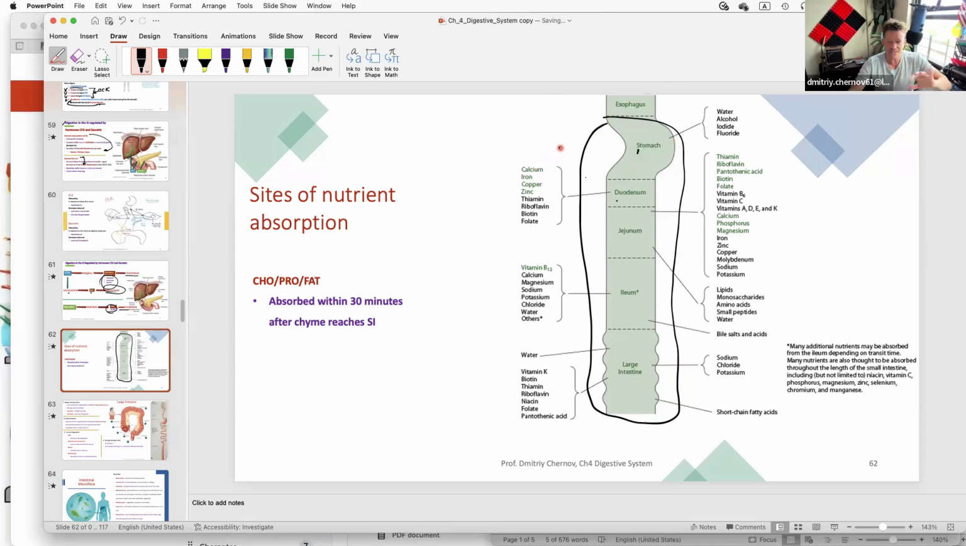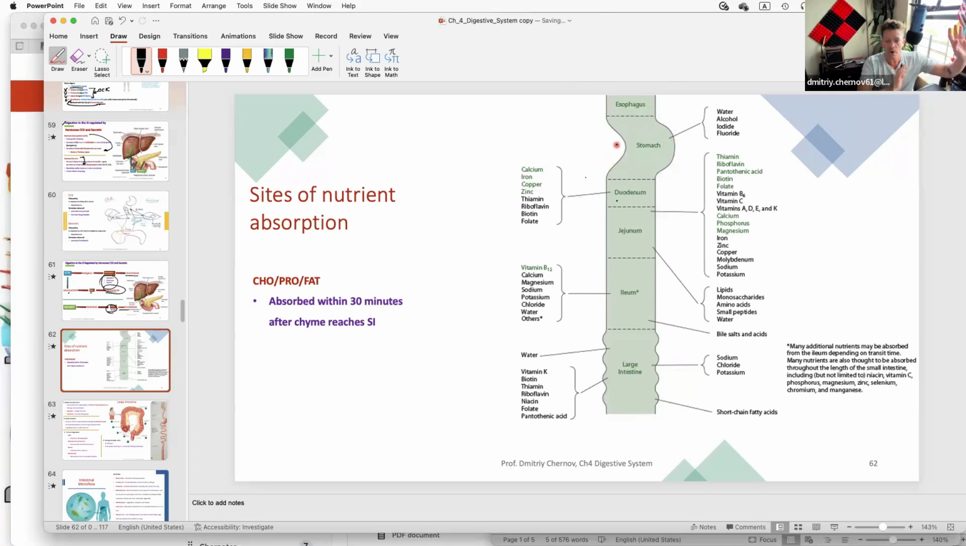But as a rule of thumb, most of the minerals, anything that comes from the periodic table is a mineral, right? Well, from food, right? Most of the minerals your body wants to absorb as soon as it can, right? But not necessarily. They could be absorbed anywhere. So you don't have to remember that, but you can look at this.